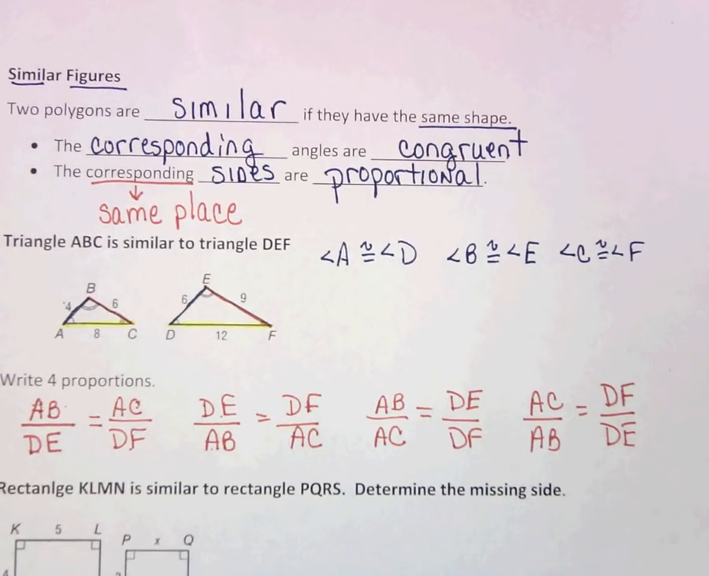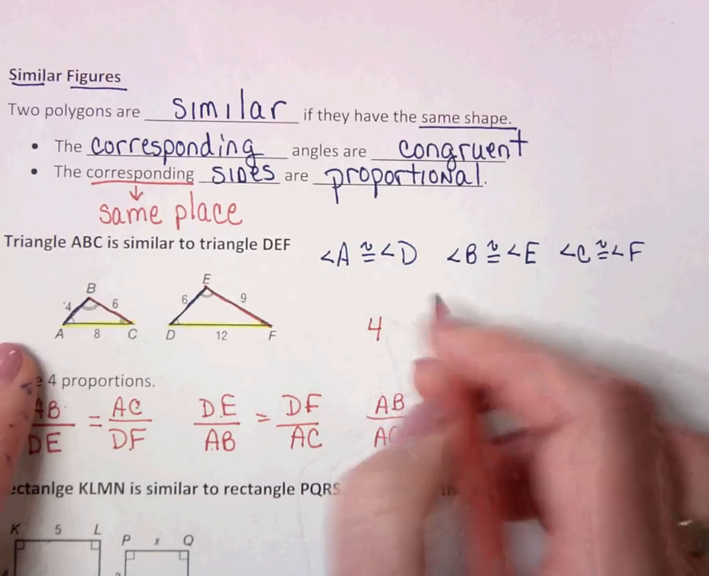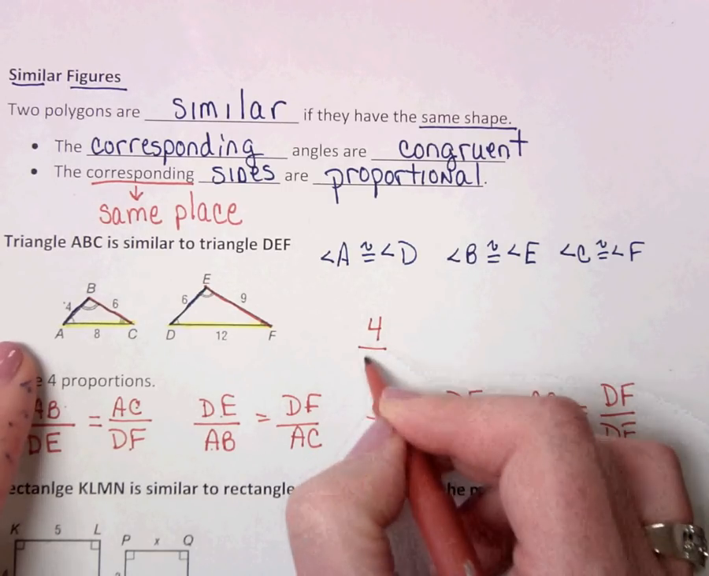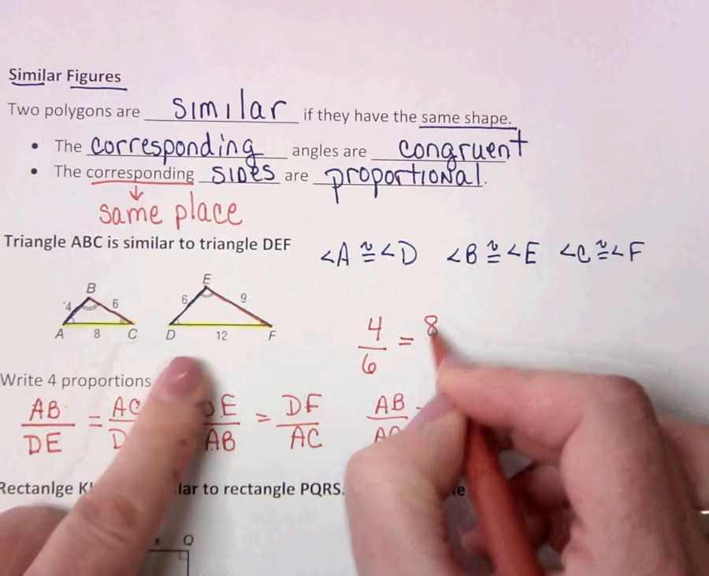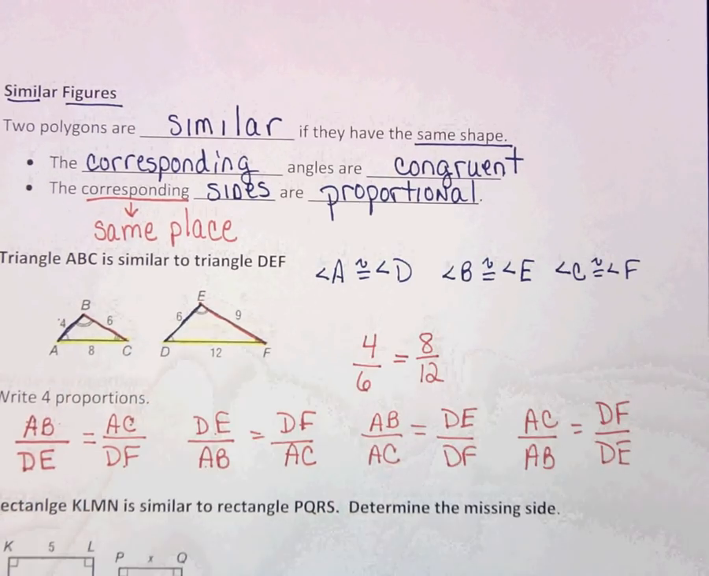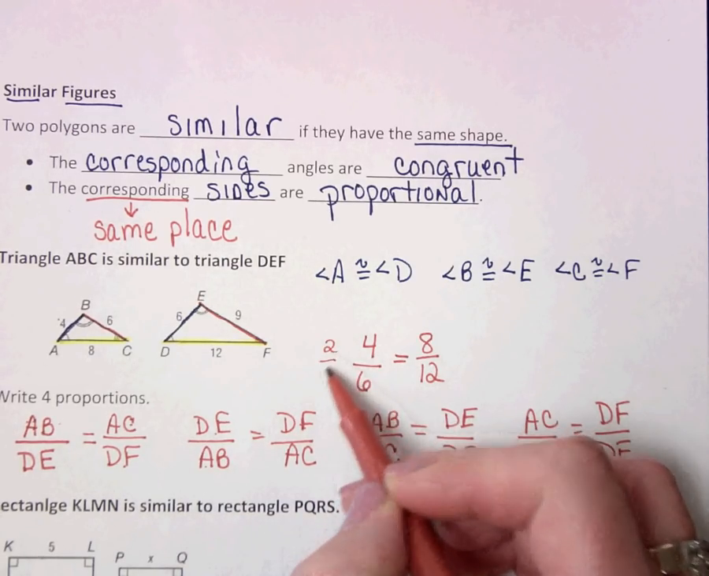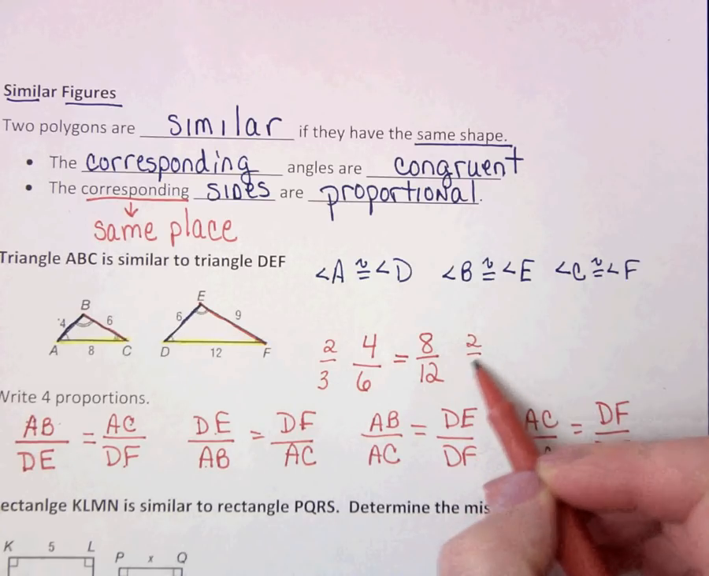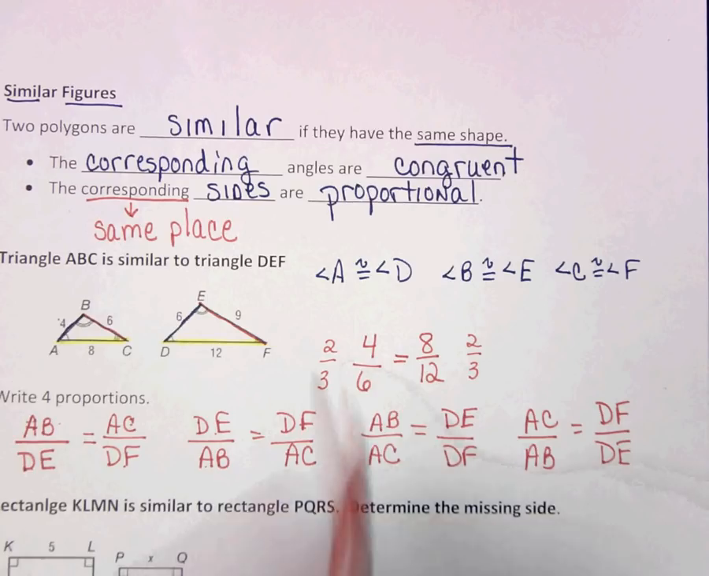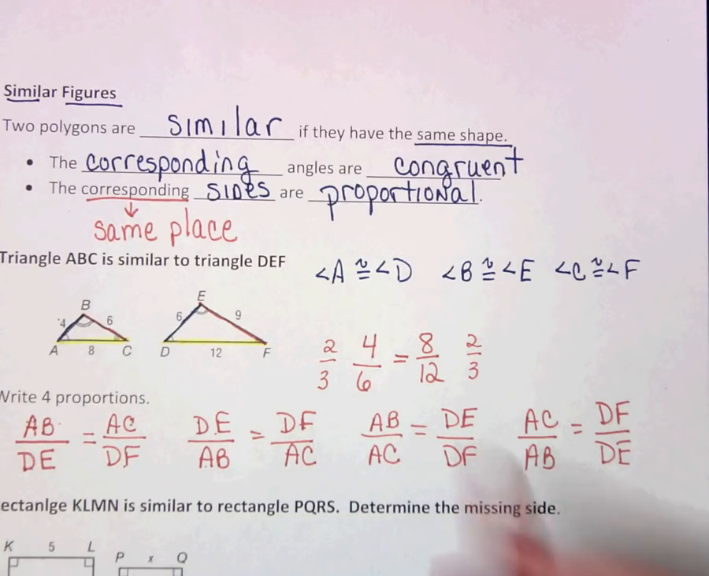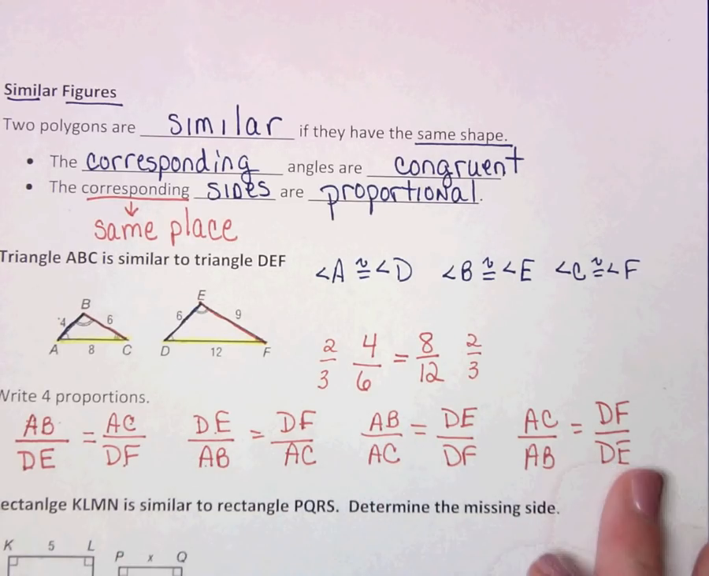Now, if I used numbers, side AB is 4 and DE is 6. So I could say 4 over 6 equals 8 over 12. And that might not look equal, but they really are. This simplifies to 2/3. This also simplifies to 2/3. So remember, proportion just states that the two ratios are equal. And again, I could take this proportion and I could write it in these 4 different ways with the numbers.